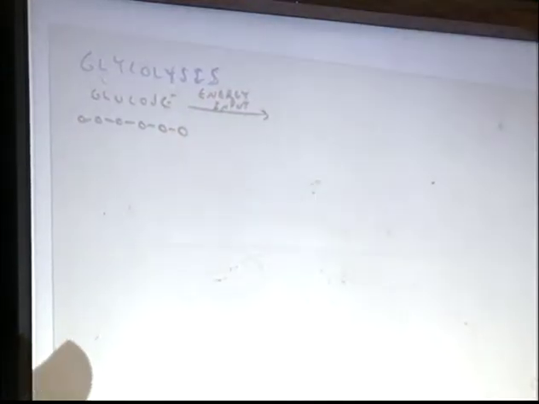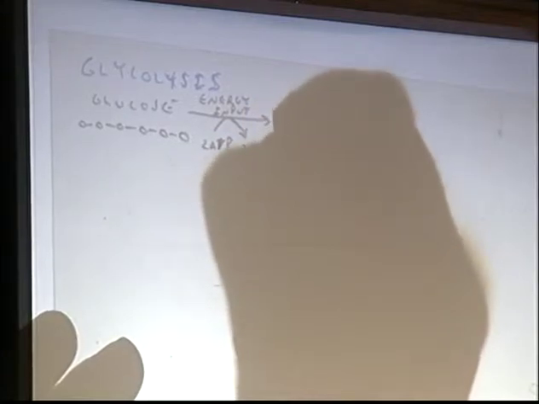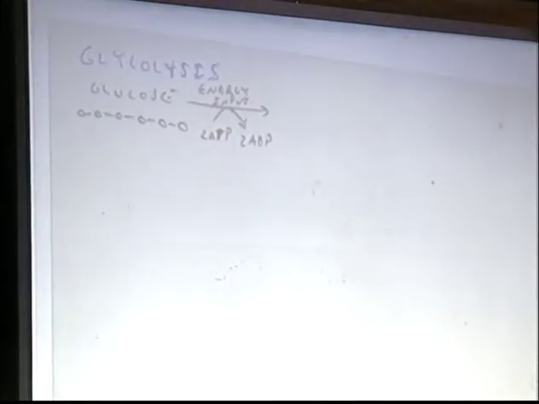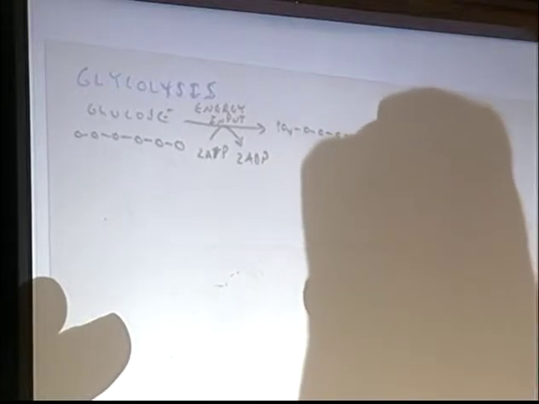With glucose, we have an energy input. There are several reactions that involve an energy input where we're actually using ATP. So we take 2 ATPs and make 2 ADPs out of those. We also use a couple of phosphates. And we end up in this energy input phase with a molecule that has phosphates on each end. Okay, there's our carbons.